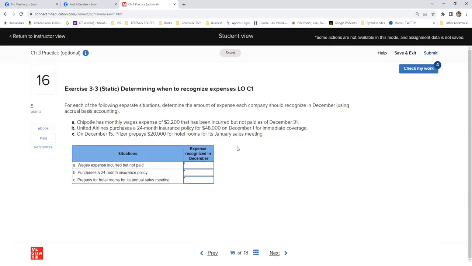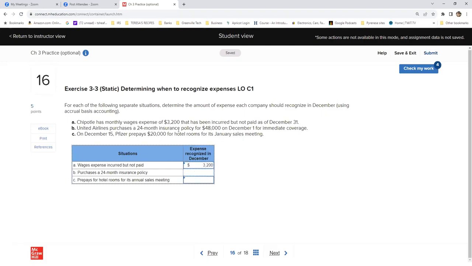The Pulte has monthly wage expense of $3,200 that's been incurred but not paid as of December 31st. All right. Wages incurred but not paid. Well, they do get recognized in December.